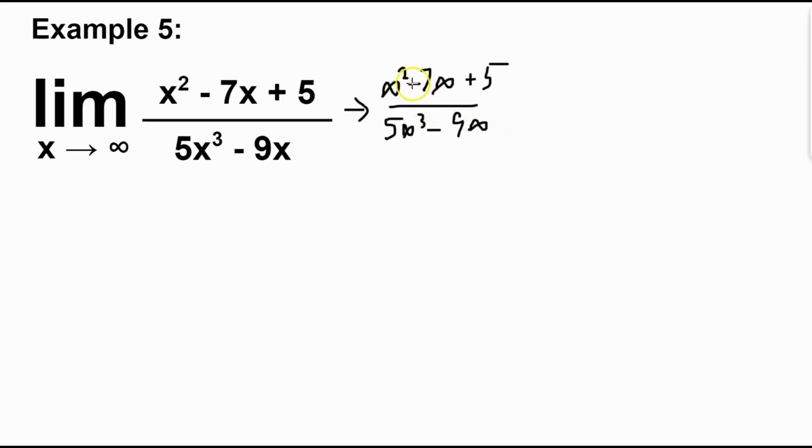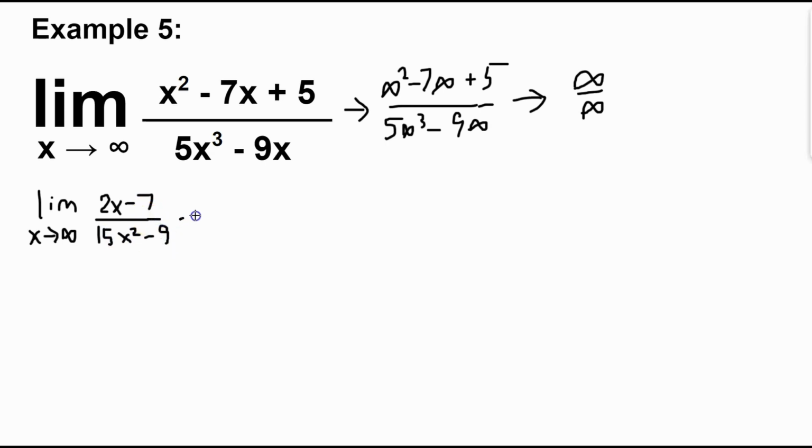What's the highest power behavior? Well, this is positive, this is also positive, and that's going to forever increase. So essentially infinity over infinity. So what does that mean? L'Hopital's rule. So the limit as x approaches infinity, take the derivative of the numerator and denominator. So this would be 2x minus 7. We drop the 5. And then here, our coefficient is not 1, it's 5. And we're not just bringing the 3 down here, we're multiplying it. So 5 times 3 is 15. And then x squared minus 9.